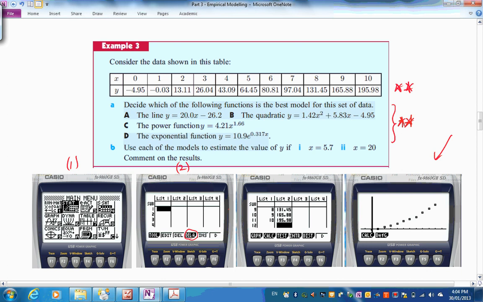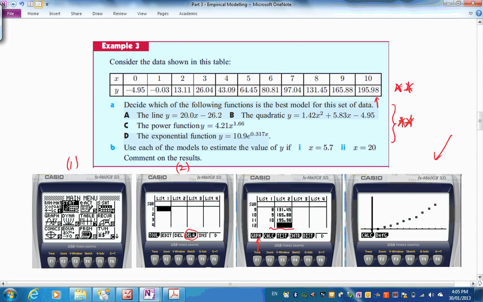I've used Del A to delete all in a column in a list. Then enter the data. There you can see I've ended up with 195.98, the last one here. Enter your data, and then you will hit graph. Don't forget to set it up.